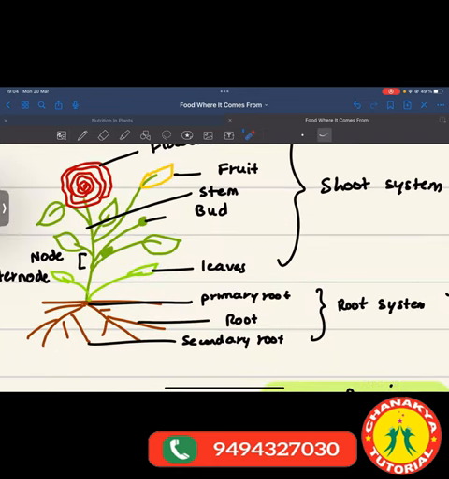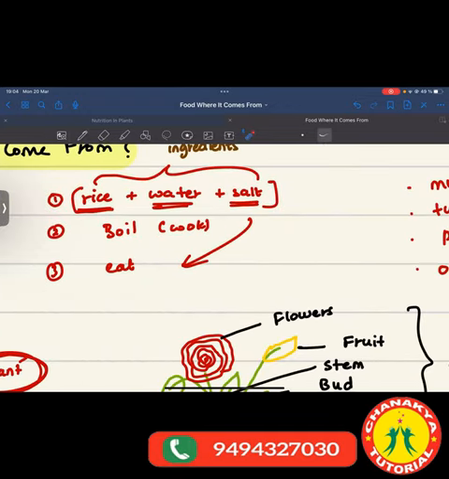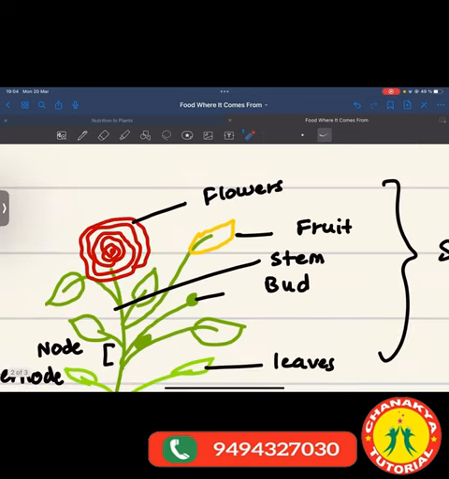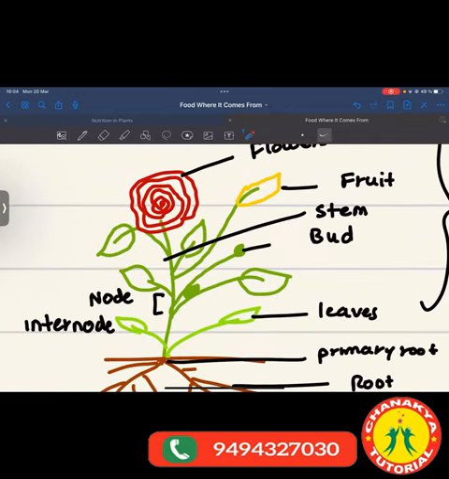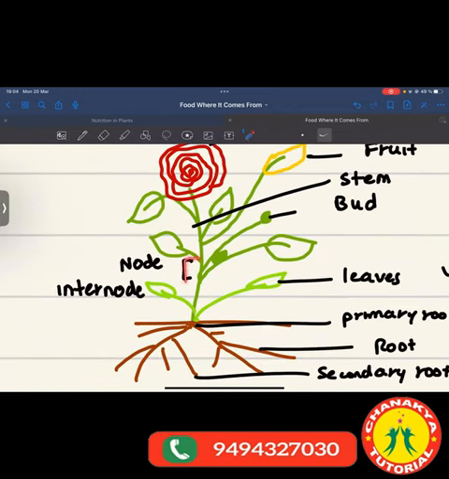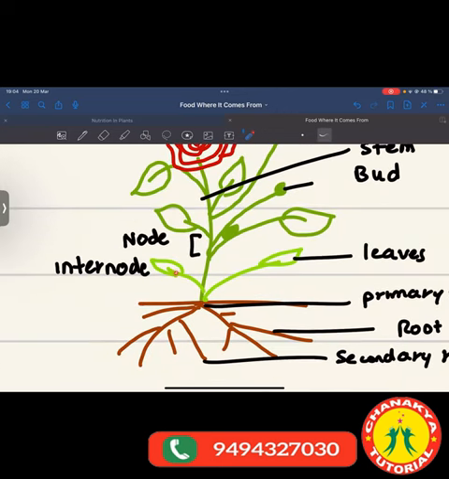So you have the leaves, you have the bud. The buds are the ones that bloom into flowers. You have the stem, that is the green portion of the plant over here. Then you have the fruit, where the flower is getting converted into a fruit. And you have the flowers. You have the part between one leaf and another leaf. Between one leaf and another leaf, there is a stem, the starting point and the ending point. This portion is called the node, and the part above the leaf, specifically, is called the internode.